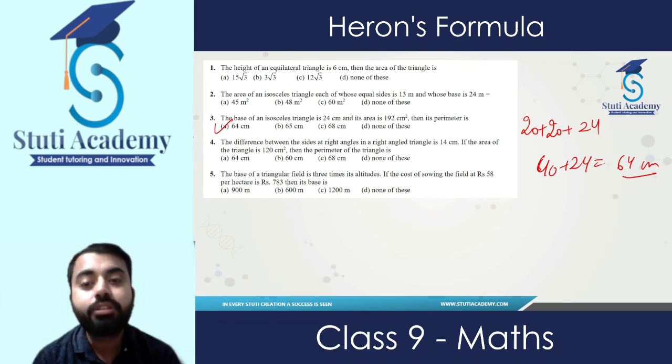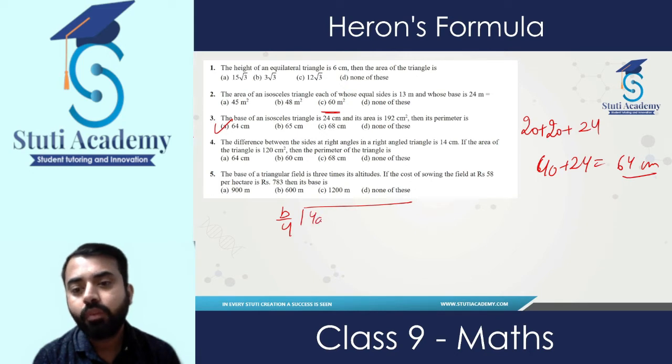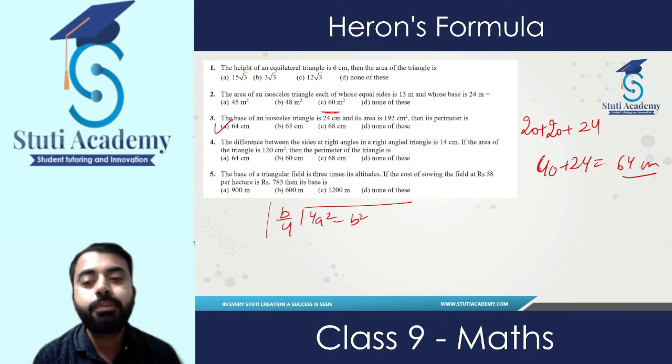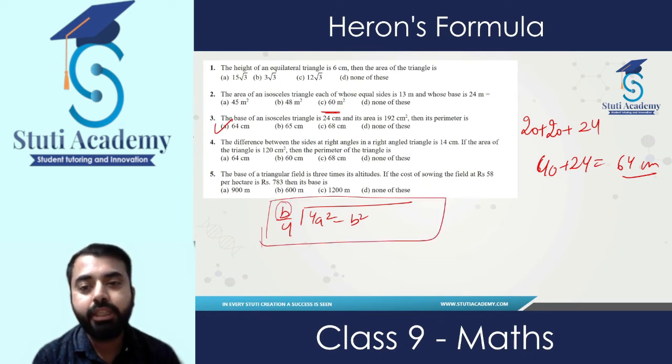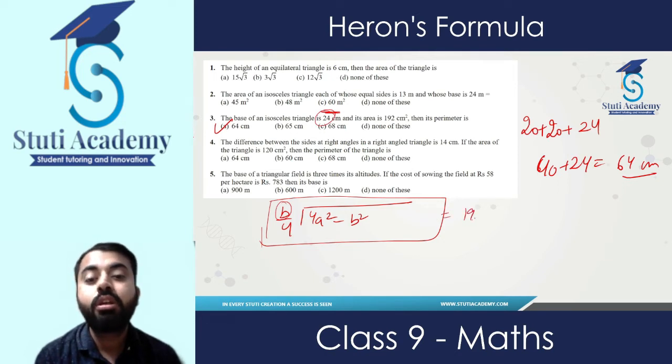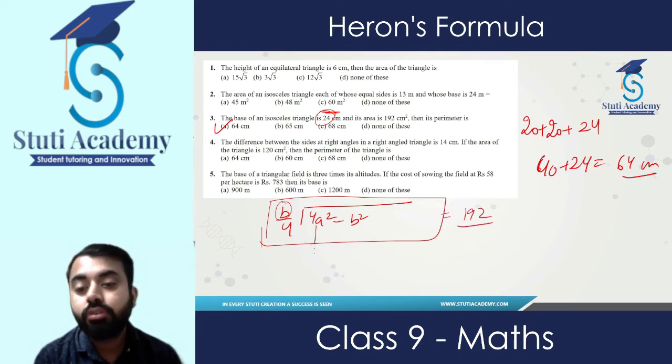It was given to you that it was an isosceles triangle. I knew if the base of an isosceles triangle is this, I can simply apply this formula, which was b by 4 square root 4a square minus b square, right? We had to apply the simple formula, right? On applying this, I knew wherever I had b, I will be putting 24, and it was giving me an answer of 192. Solving this entirely, I got my a, which was 20.